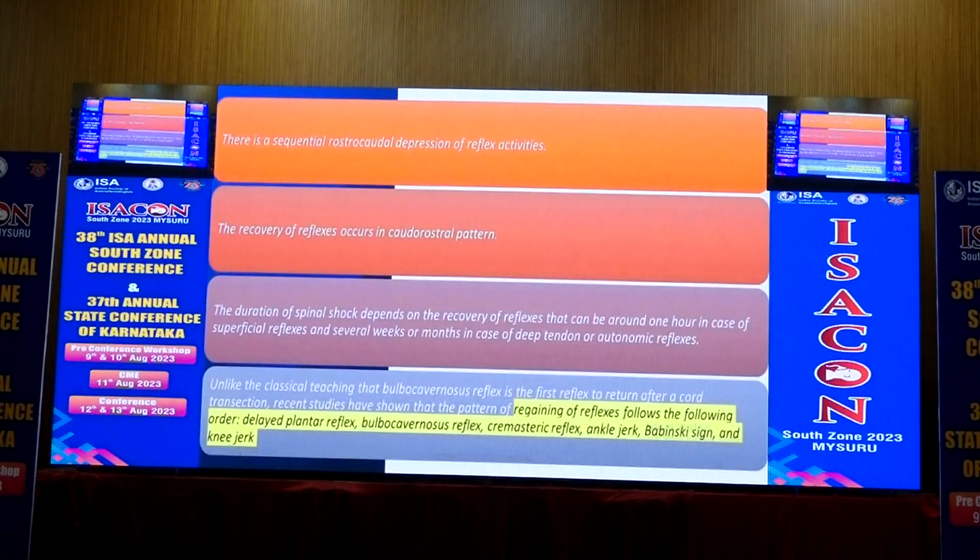And as I told, initially there is going to be a rostrocaudal depression of your reflex activities, and the return of reflexes is going to be in the opposite direction, so it is going to be a caudorostral pattern. Various studies have been done, and they have found this caudorostral pattern of improvement of your reflexes. The first reflex to be regained will be your delayed plantar reflex, then the bulbocavernosus reflex, followed by cremasteric, ankle jerk, Babinski sign, and your knee jerk.